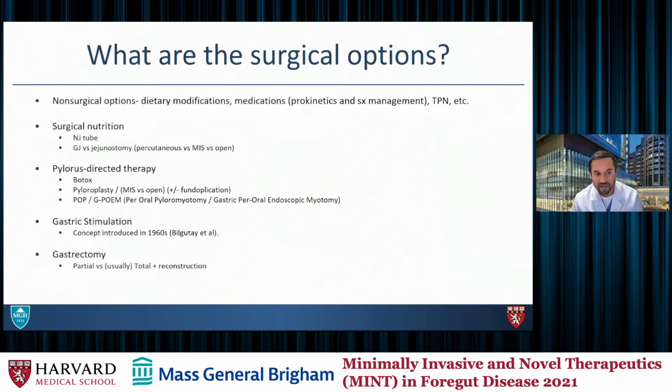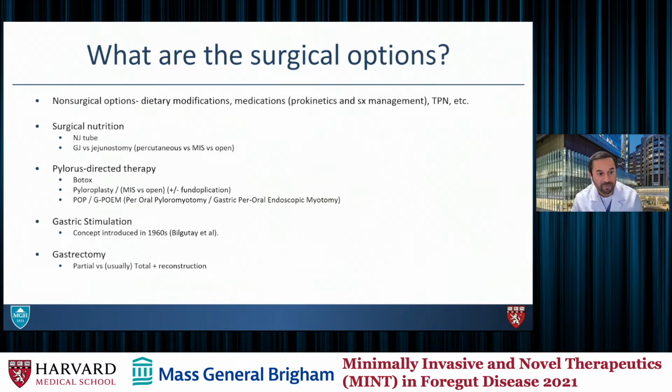So what are the surgical options? Before going into the surgical options, patients should always try the non-surgical options first, or the least invasive option first. The non-surgical options include dietary modifications, meaning decreasing fat intake, and medications such as prokinetics. I've mentioned Reglan or metoclopramide already. Other medications include erythromycin, and symptomatic improvement medications, including tricyclic antidepressants, Zofran, and other things like that. Nutritional support can be given with TPN or tube feeds.